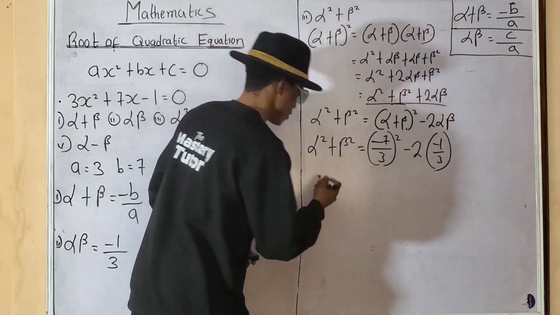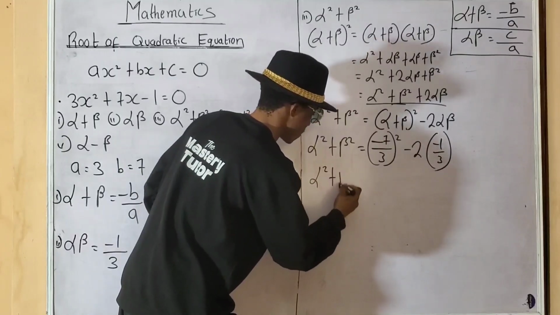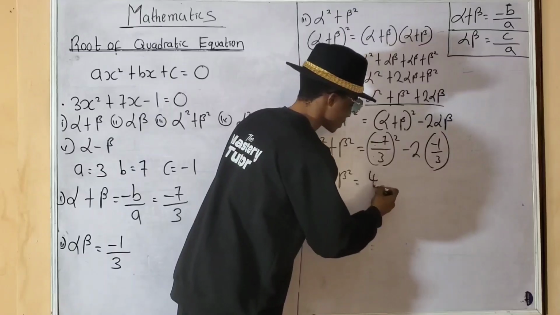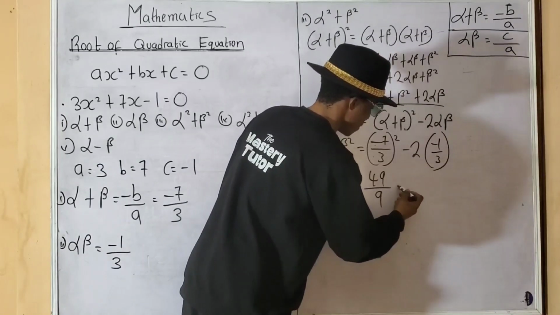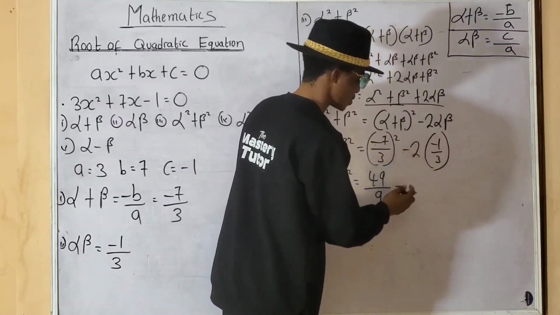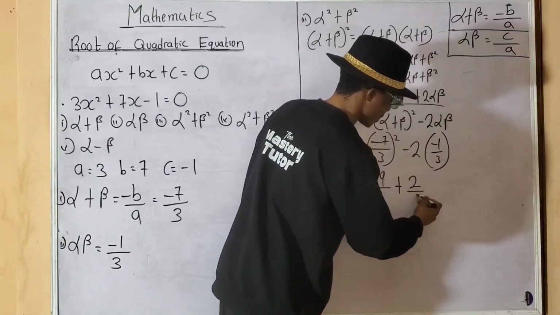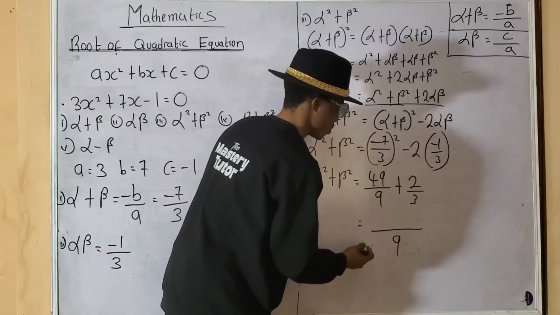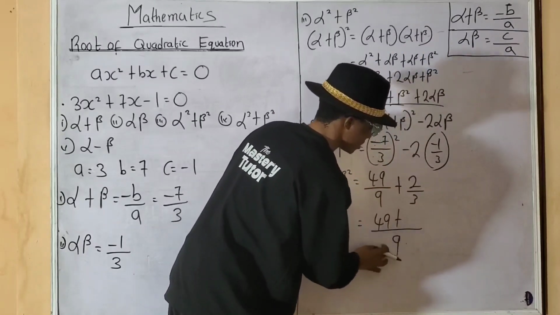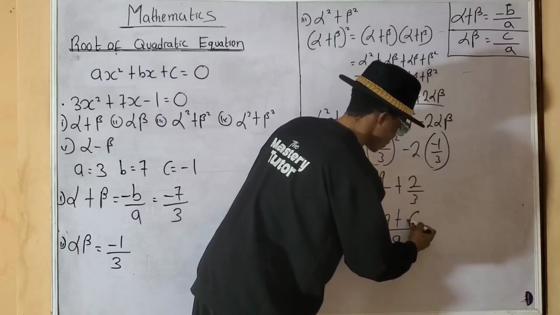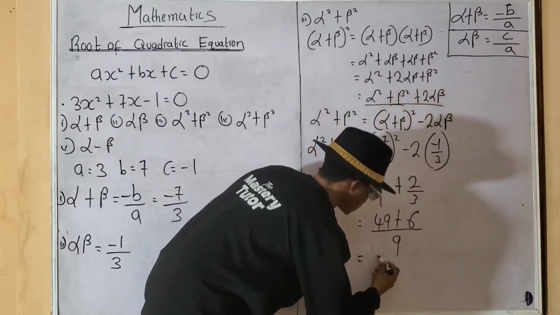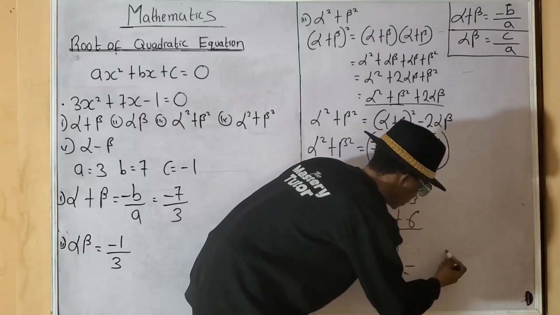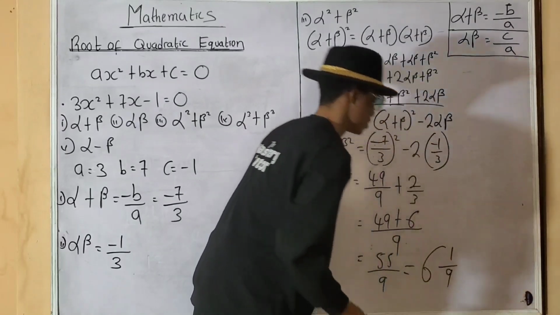So now, proceeding, we're going to have alpha squared plus beta squared is equals to negative 7 over 3 squared. That is 49 over 9 minus, okay, negative 2 times negative 1, that is what? Plus. I'm going to have plus 2 all over 3. Okay, taking the LCM, we're going to have 9 as the LCM. So 49 plus 9 divided by 3 is 3, 3 times 2 is 6. So I'm going to have 49 plus 6. 49 plus 6 is 55. So I'm going to have 55 over 9. 55 divided by 9 is 6 whole number 1 over 9, which is the final answer.